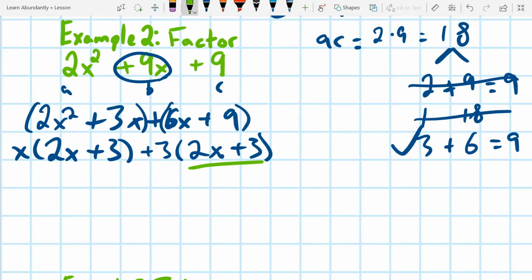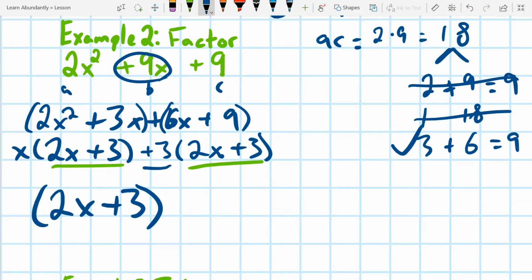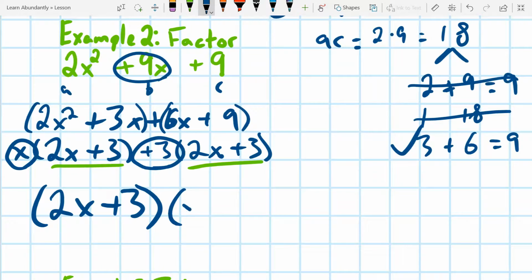Well, you notice I repeated myself. So the fact that these are the same is good. That means we can move forward. If we got 2 different answers in those parentheses, we'd stop everything and go back because we've made a mistake. This isn't working. This one is working. They match, so I can go ahead and write my answer. 2x plus 3. And then the rest of my answer is what's on the outside here, x plus 3.